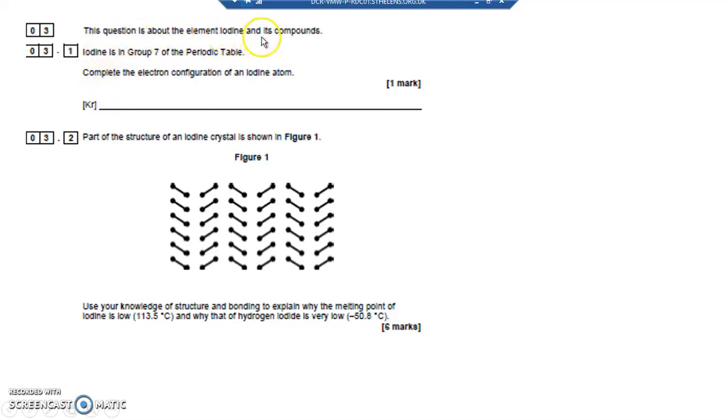The question is about the element iodine and its compounds. Iodine's in group 7, so it's got 7 electrons in its outer shell. Complete the electron configuration of an iodine atom. Well, you find it in the periodic table.